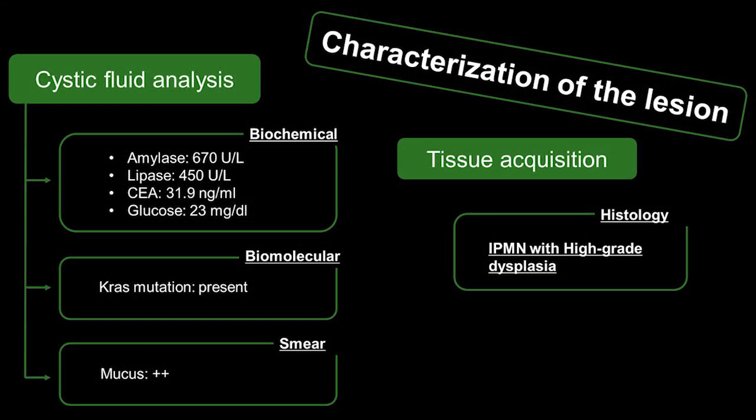Cystic fluid analysis revealed a high level of amylase and lipase. Carcinoembryonic antigen was in the range between 5 and 192 nanograms per milliliter, so in a range that has not been reported with a strong diagnostic value. A reduced level of glucose is strongly suspicious for viscous fluid like mucus inside, as was confirmed at the smear. K-ras mutation was present and histology revealed high-grade dysplasia.